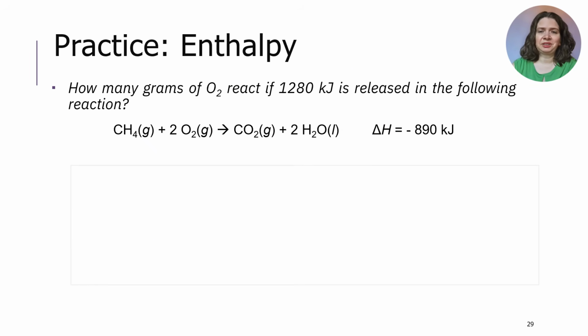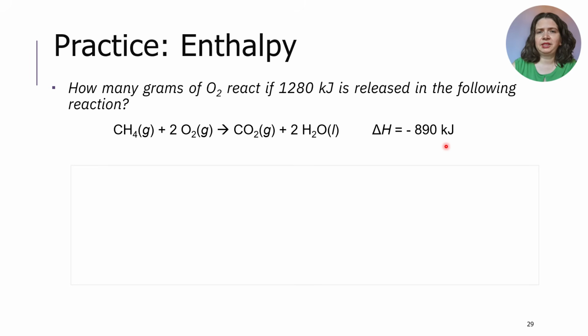Let's do another practice problem. How many grams of O2 react if 1,280 kilojoules of energy is released during the combustion of methane? The balanced chemical equation is CH4 plus 2O2 produces CO2 plus 2H2O. The enthalpy of the reaction is negative 890 kilojoules.